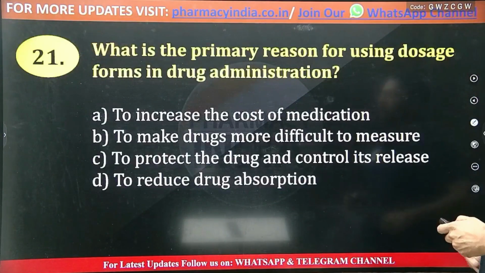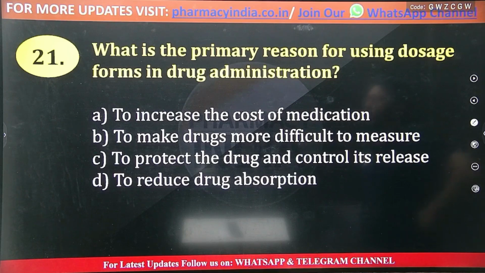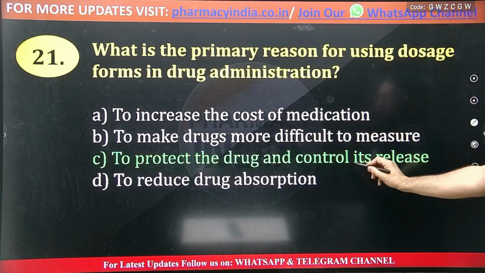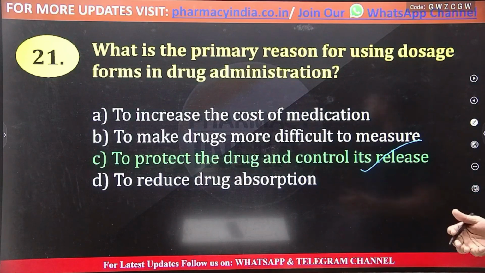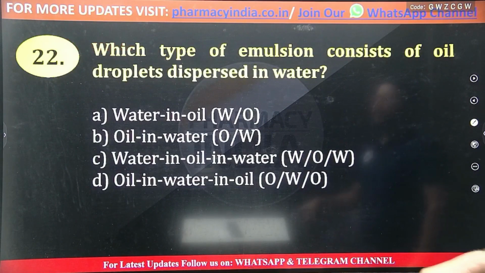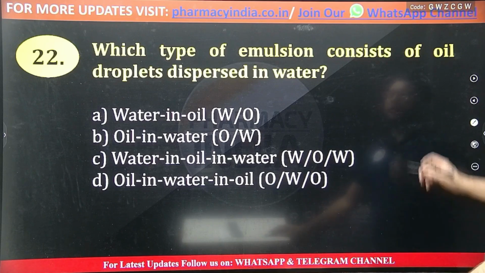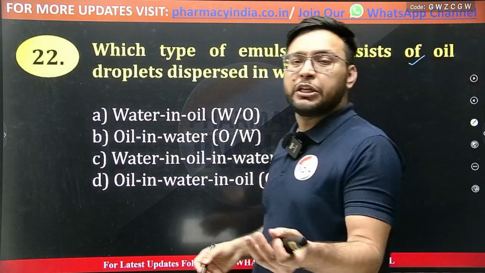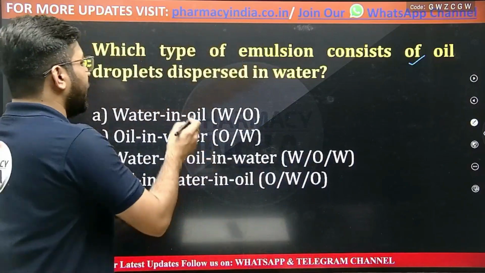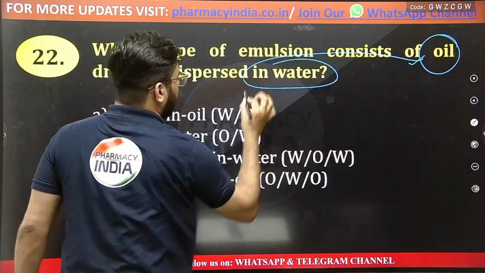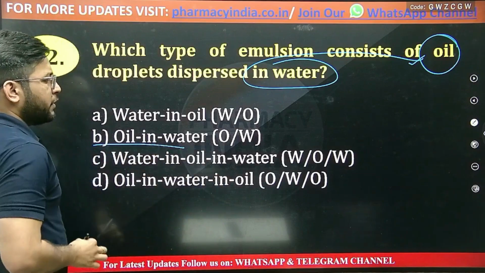Now the next question is, what is the primary reason for using a dosage form in drug administration? Means what is the primary reason? That is to protect the drug and control its release, as the name denotes. Now the next question is, which type of emulsion consists of oil droplets dispersed in water? The question is simple. Oil in water, the question denotes the answer. So the correct answer is option B.